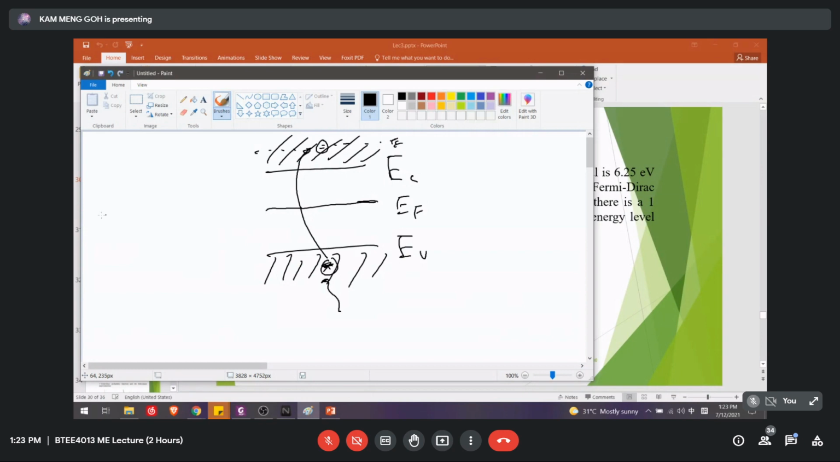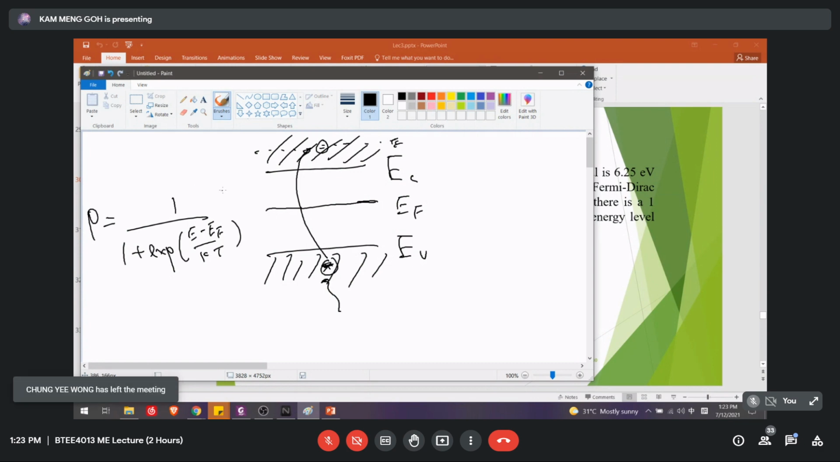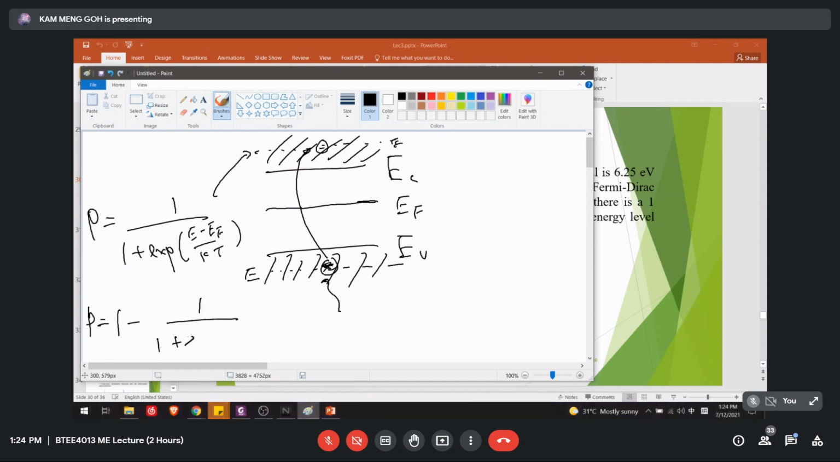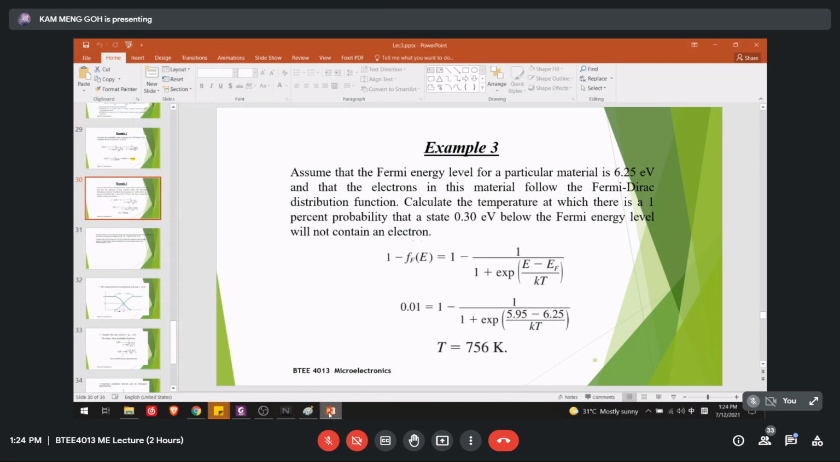One of the formulas for the probability is 1 over 1 plus exponential of (E minus EF) over kT. This is the probability of finding the electron in the conduction band. There's another probability, saying that we cannot find an electron in the valence band. In this case, the probability is 1 minus 1 over 1 plus exponential of (E minus EF) over kT. These two formulas we learned last week.